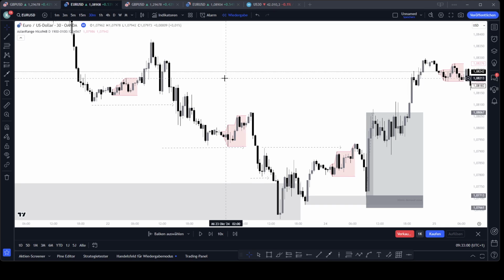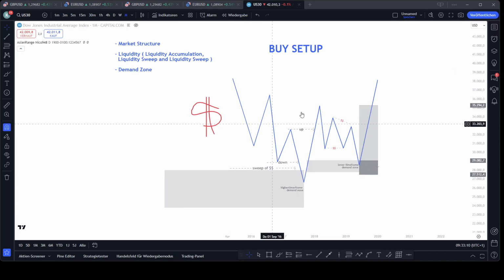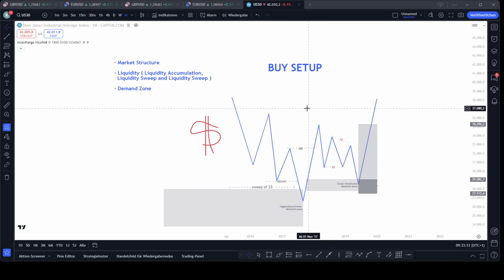And before I do the trade breakdown, let me take you guys into my buy setup, guys, so you will be able to have an insight, a view of how I take buy trades. So getting into my buy setup, it's basically simple. I focus on three concepts, guys.